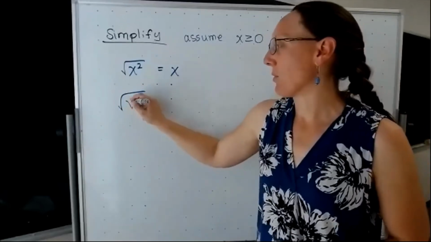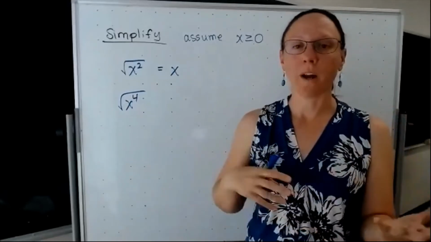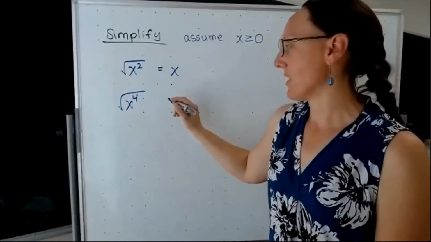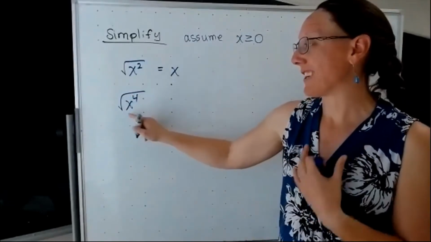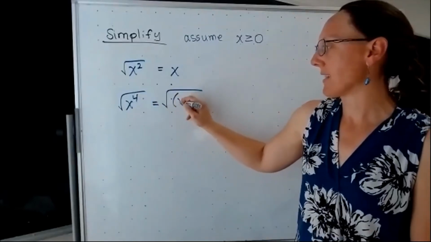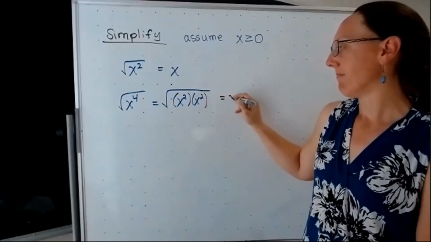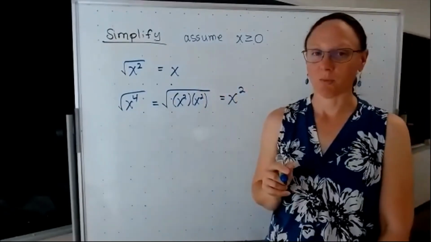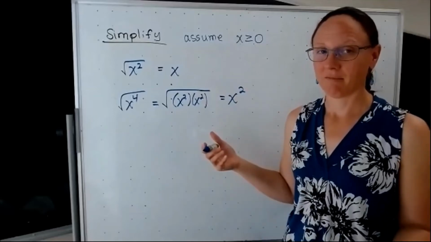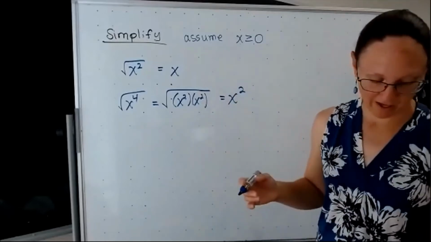If I wanted to simplify x to the 4th, this is asking us that question, what times itself is equal to x to the 4th? Couple of options to deal with it. Personally, I like to rewrite that x to the 4th to think about it as x squared times x squared, which is going to be my final answer of x squared. Lots of different ways to think about the same thing.